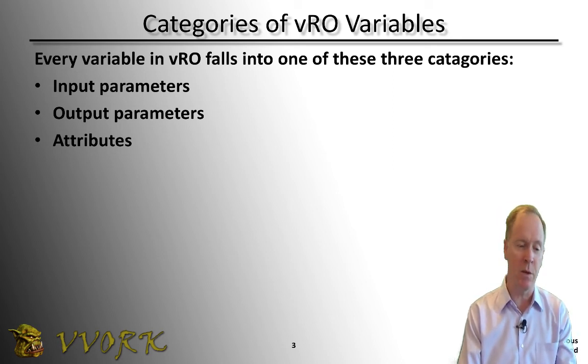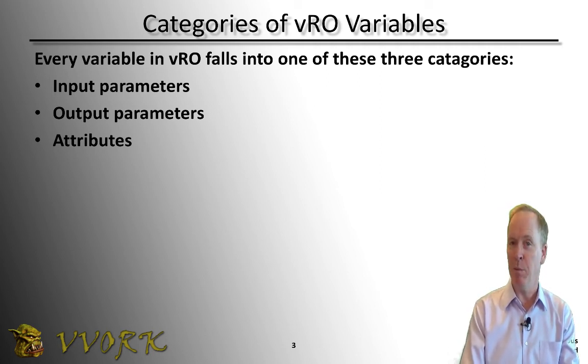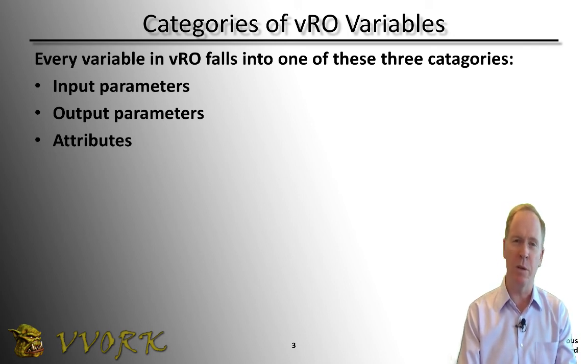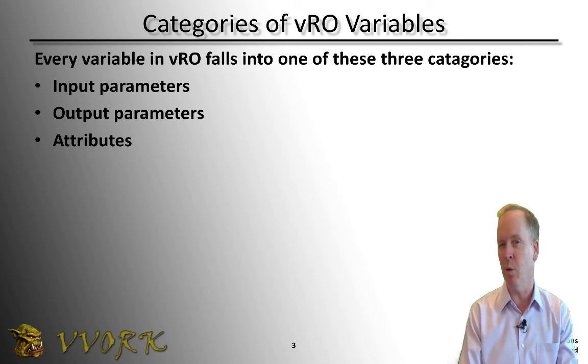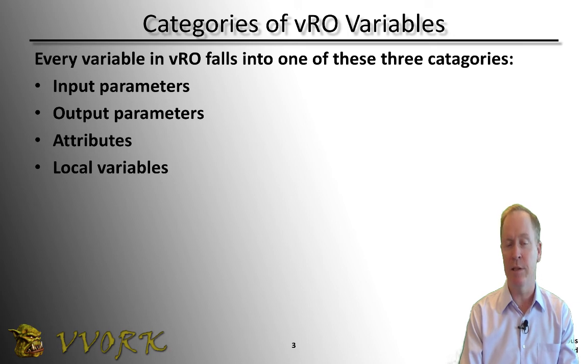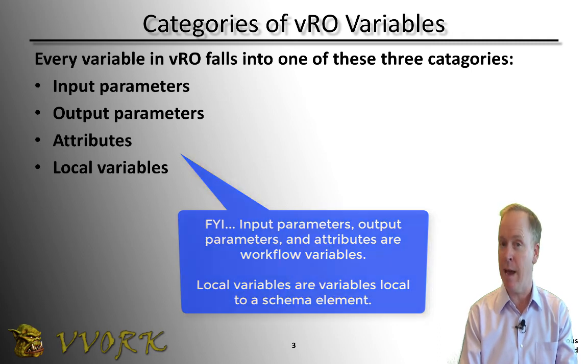So what's an attribute, you ask? Well, an attribute is another type of variable that's used to pass information around between schema elements within your workflows. So whereas input parameters and output parameters are used to get information in or out of the workflow, attributes are variables that live within your workflow and are used to pass information around between schema elements in your workflow. Now I actually have one more item that I've just added to this list here. There is something known as a local variable, but for our purposes right now we don't have to worry about that. What we do need to understand is input parameters, output parameters, and attributes.